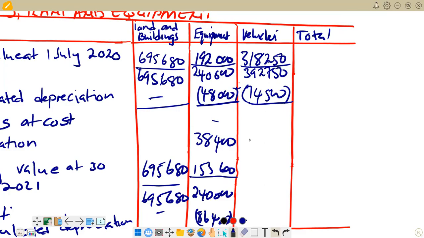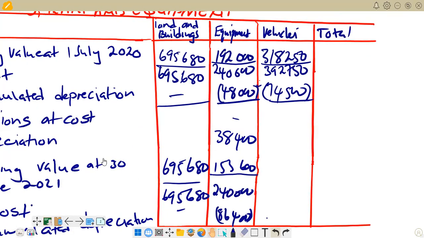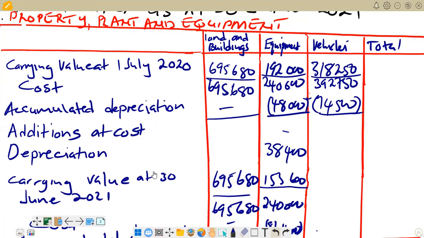And then we have an addition which is going to come here. Remember, additions, let's check this side in terms of the row that we have for additions. Additions at cost, they are here. So we're going to put the addition there. It was 67,500. So here for depreciation for the year, we calculated it in the statement of comprehensive income, remember, and it was 68,240.